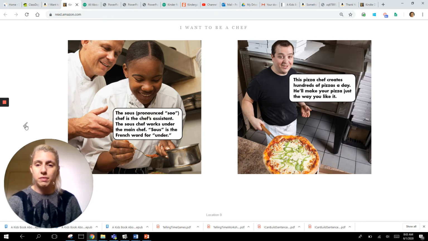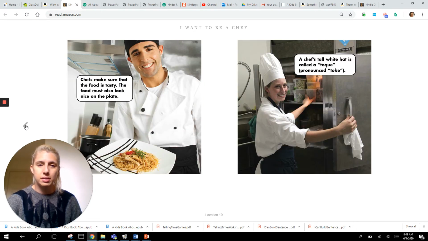This pizza chef creates hundreds of pizzas a day. He'll make your pizza just the way you like it. Chefs make sure that the food is tasty. The food must also look nice on the plate.